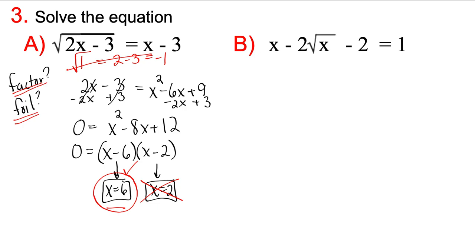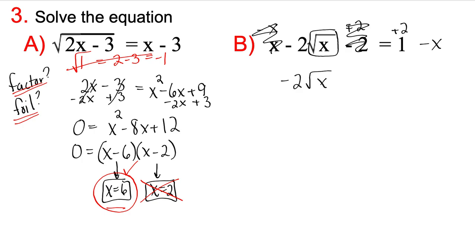So let's look at B. What is our first thing that we need to do? Well, that square root is in the mix of everything here. And over here, I said we had to get the square root by itself. So same thing applies here. We have to move everything except for this. So let's move the 2. Let's move the x. Okay, that's out of here. That's out of here. And now we have this. So 2 plus 1 is 3 minus x. Okay, and then we're going to have to divide everything by a negative 2. Divide both sides by a negative 2.